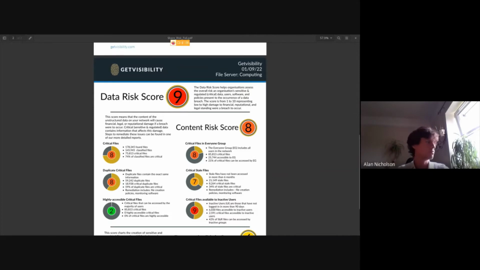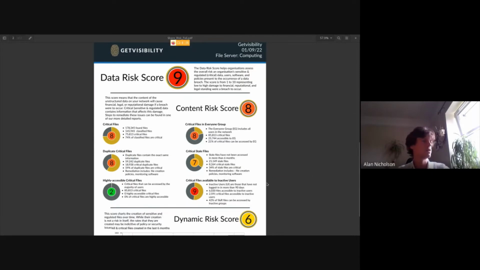For duplicate critical files, these are files that contain critical information but have the exact same data in them. This is similar to ROT, where we have redundant, obsolete, and trivial files. However, when we use machine learning to assess the content of these files, we're able to tell our customers whether this is critical information, whether it's valuable information. So the value that they see here is that while removing duplicates is often necessary, knowing what you're removing in the duplicates can be even more beneficial.